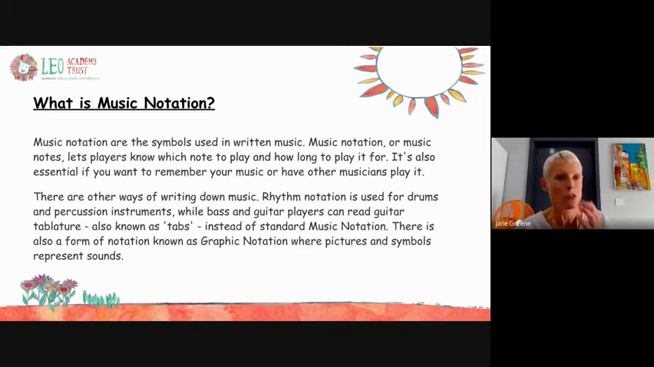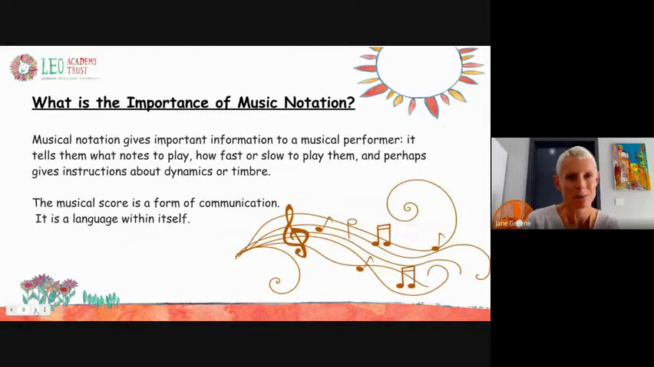Rhythm notation is used for drums and percussion instruments, while guitar players read tablature, known as tabs, instead of standard music notation. But I'm going to concentrate on two different forms today, really, or three. Graphic notation, which is where pictures and symbols represent sounds. I'm going to look at blob notation and then the proper staff notation, which you will probably think of as proper music notation. So that's what we're going to be looking at.